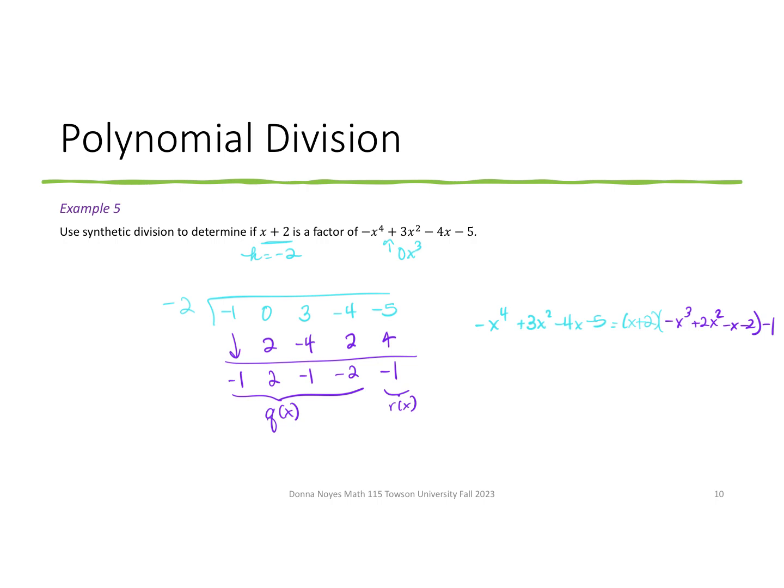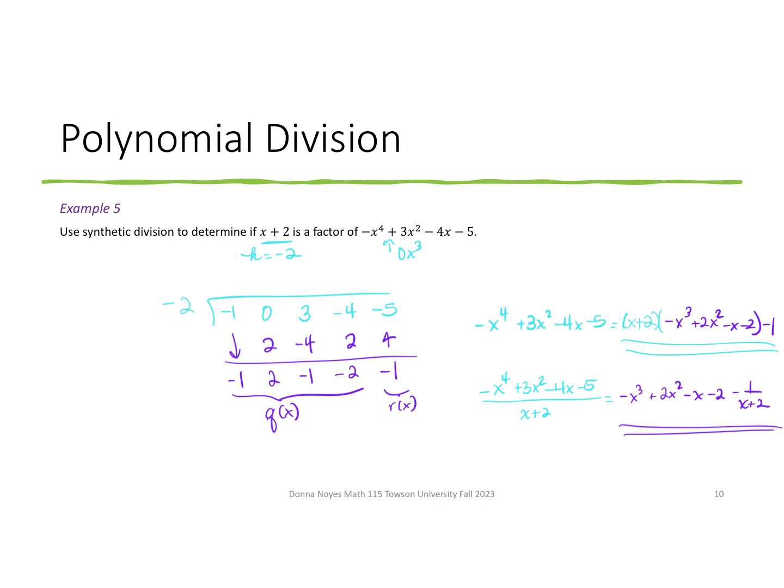And again, one more time, we could have also written it, and that's our answer, or we could have written it as negative x to the fourth plus 3x squared minus 4x minus 5 all over x plus 2 is the same as our negative x cubed plus 2x squared minus x minus 2 minus 1 over x plus 2. They're saying the same things.